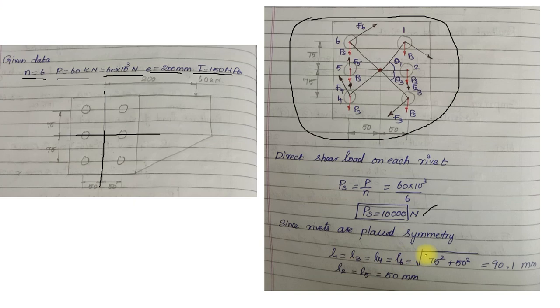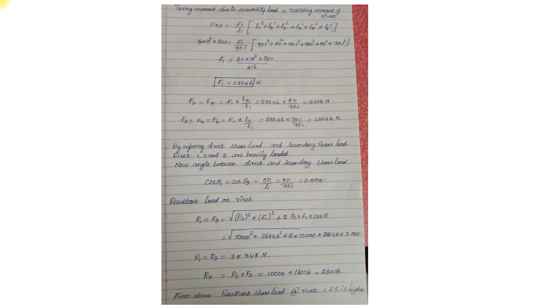Yes. So let us come back. I know the values of L1, L3, L4, L6 and L2 and L5. If I want to find out the secondary shear load, I want to equate the turning moment, which is equal to the resisting moment of the rivet. I am having 6 rivets. I know how to find the turning moment, which is nothing but load into eccentric distance, equal to F1 by L1 times L1 square plus L2 square plus L3 square plus L4 square plus L5 square and L6 square.